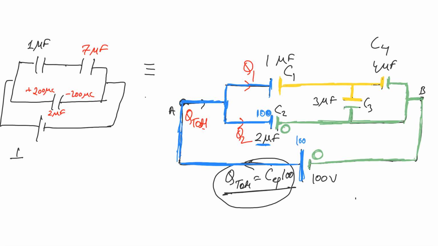Let's take the equivalent as C1. So 1 by C1 is equal to 1 by 1 plus 1 by 7. So it will be 7 plus 1, 8 by 7. So C1 will be 7 by 8.